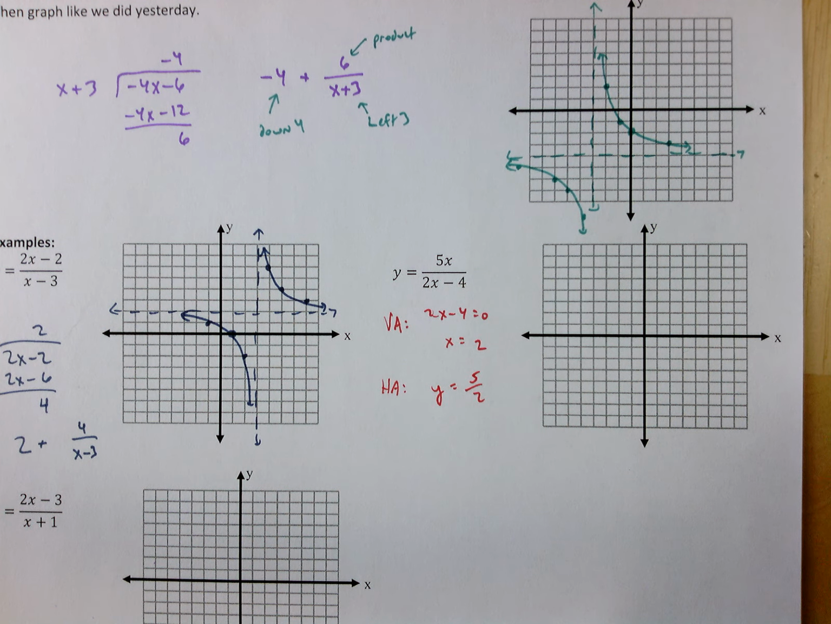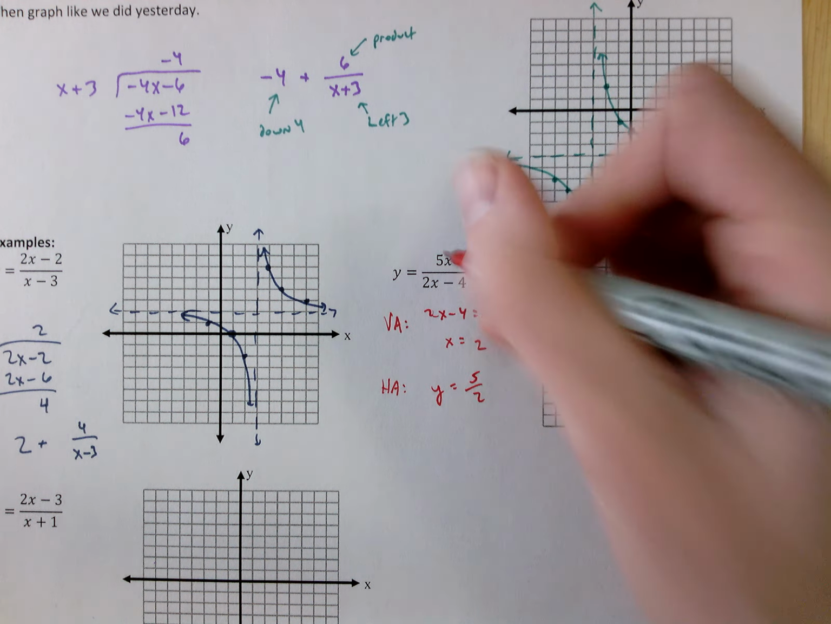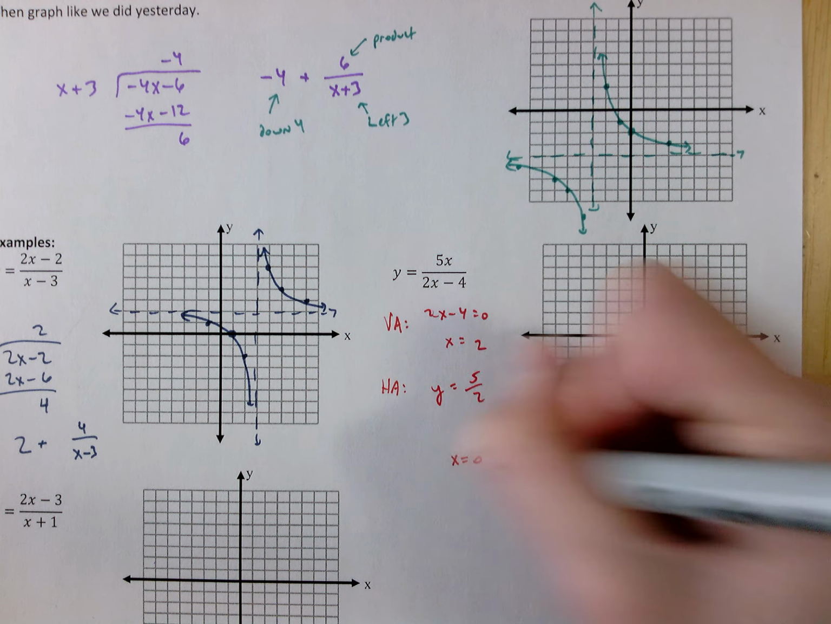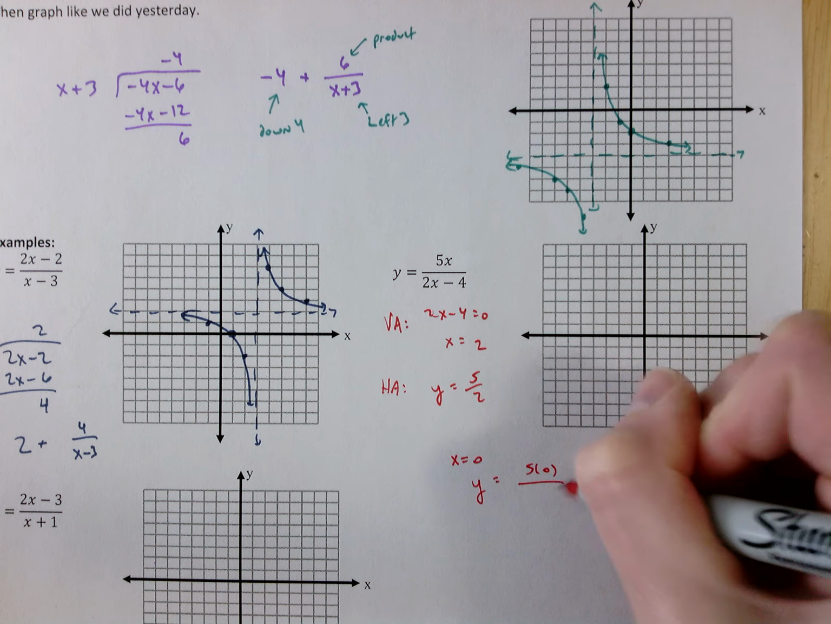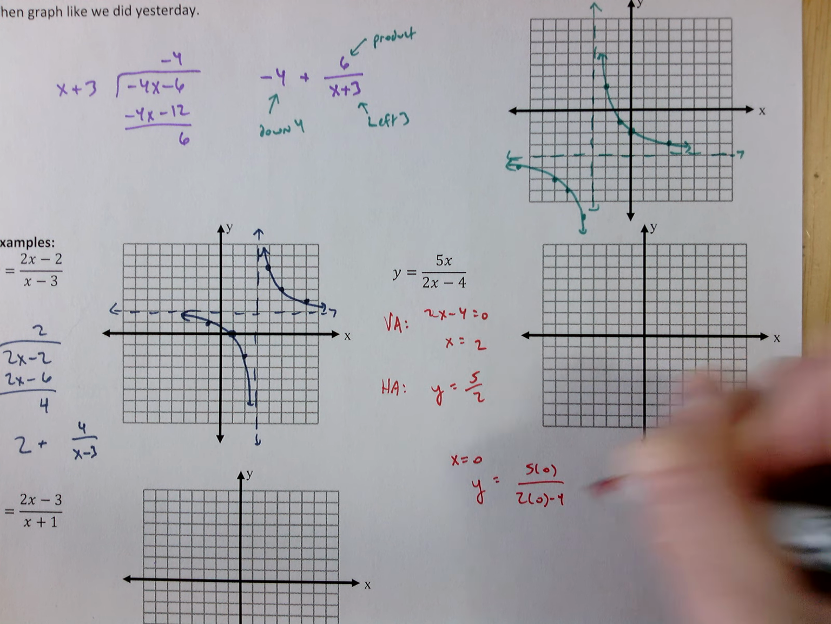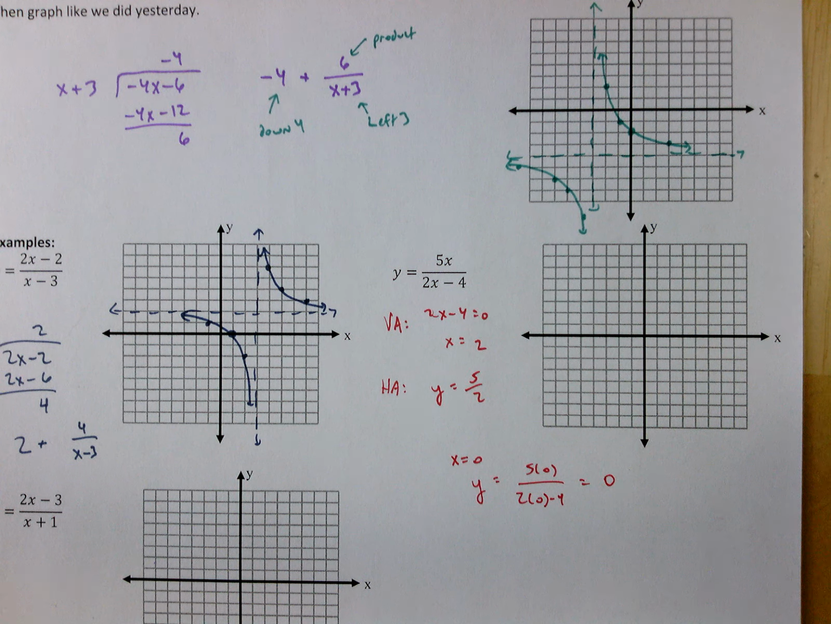Okay, and then I want to find one of my two intercepts. So I'm going to say, let's set x equal to 0. So then y would be 5 times 0 over 2 times 0 minus 4. And that's just going to simplify to 0, right? So I have the point (0, 0).